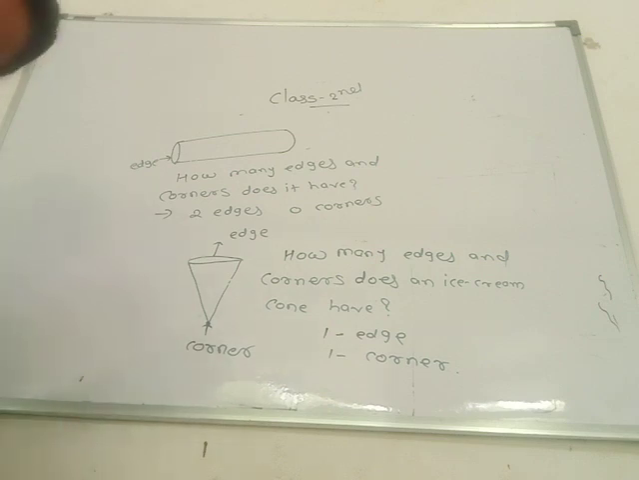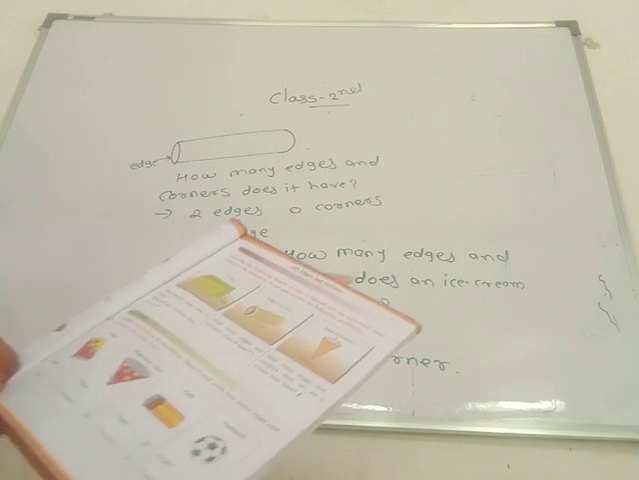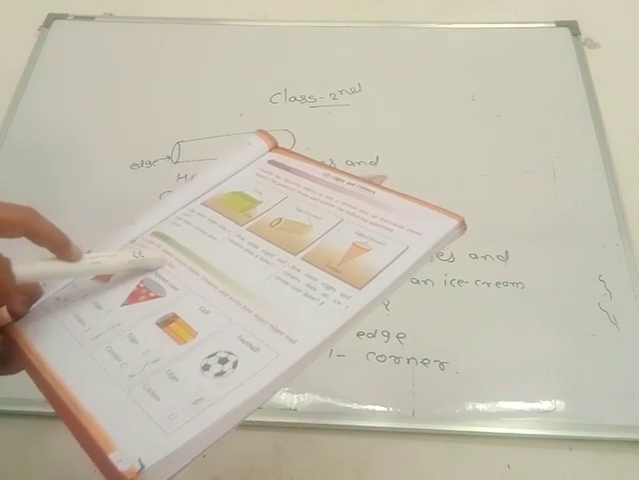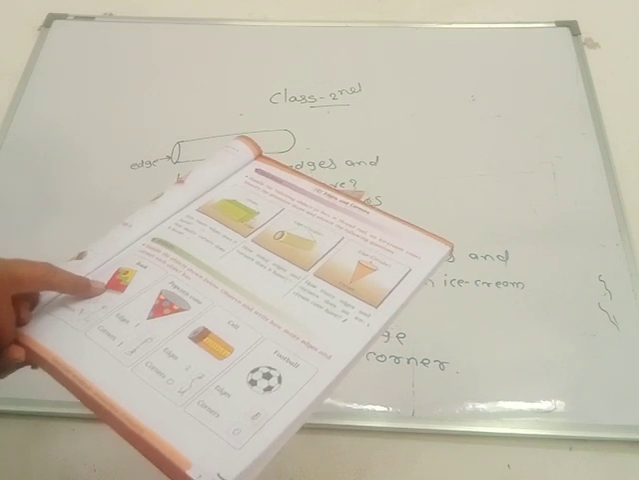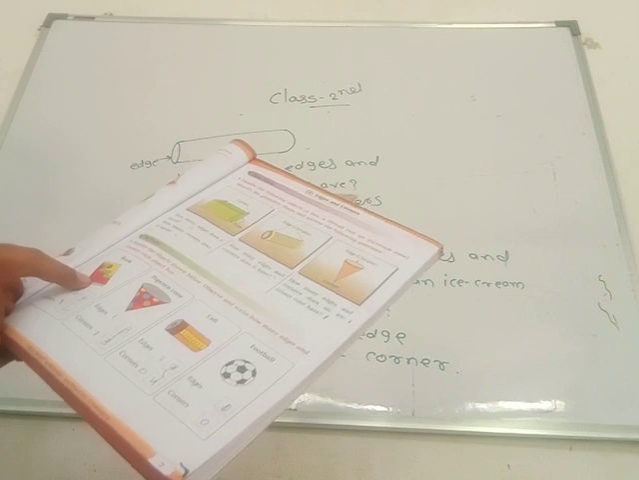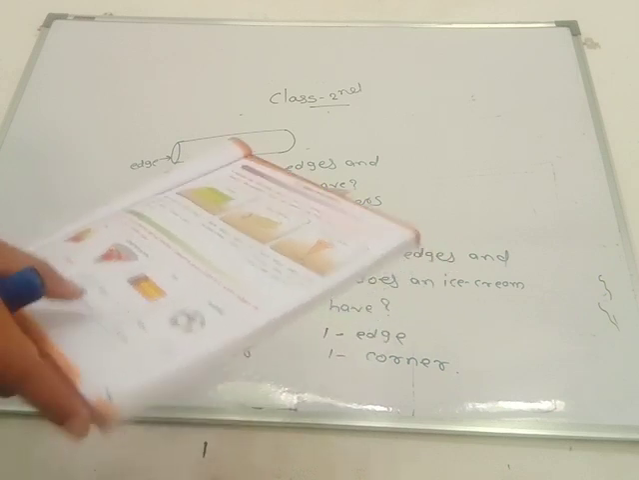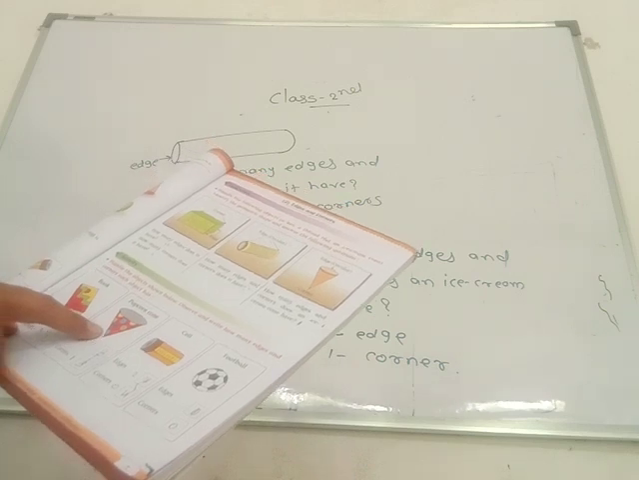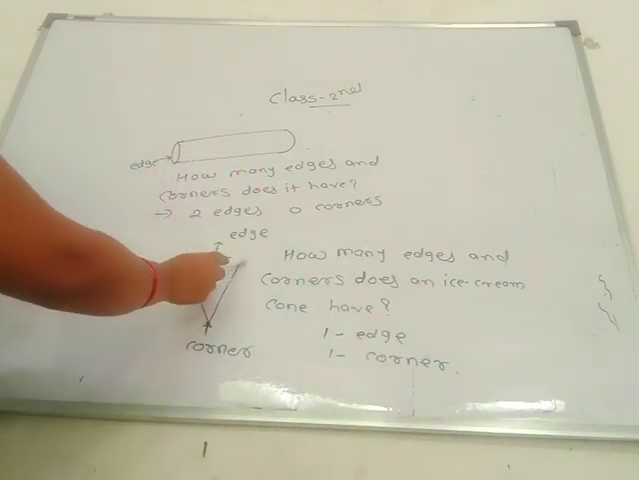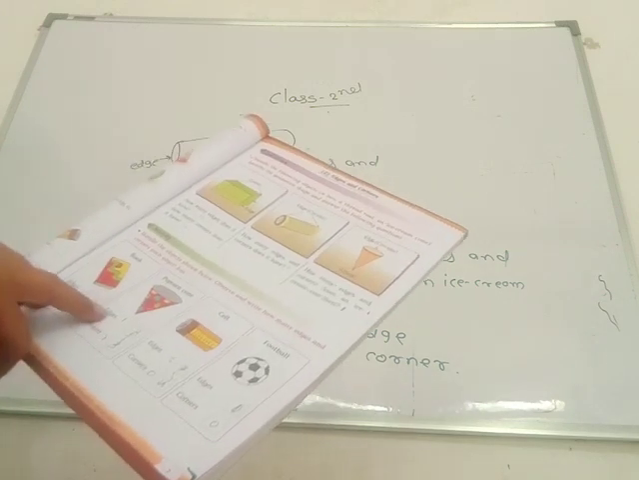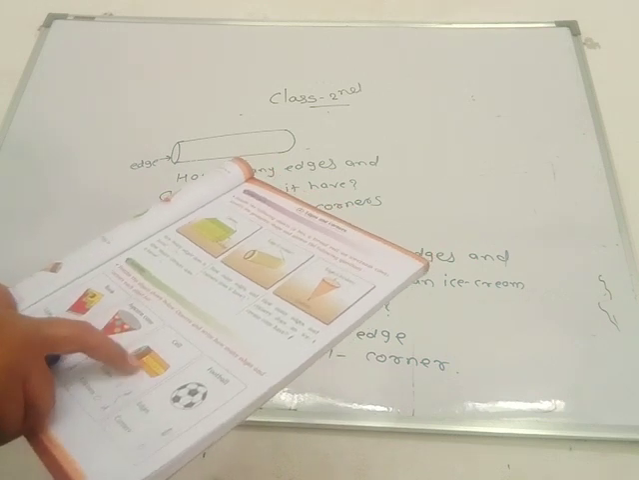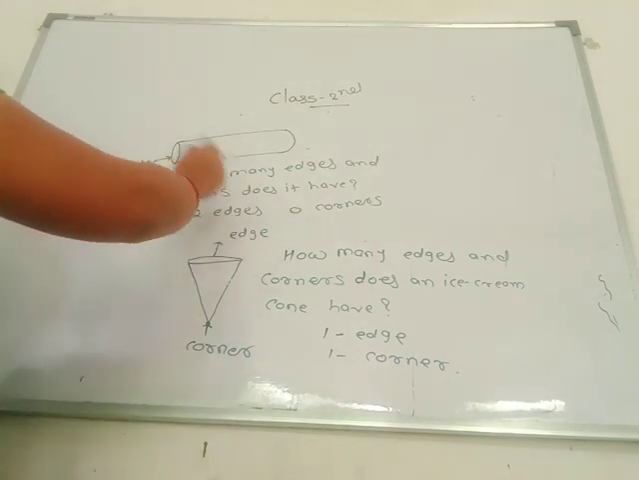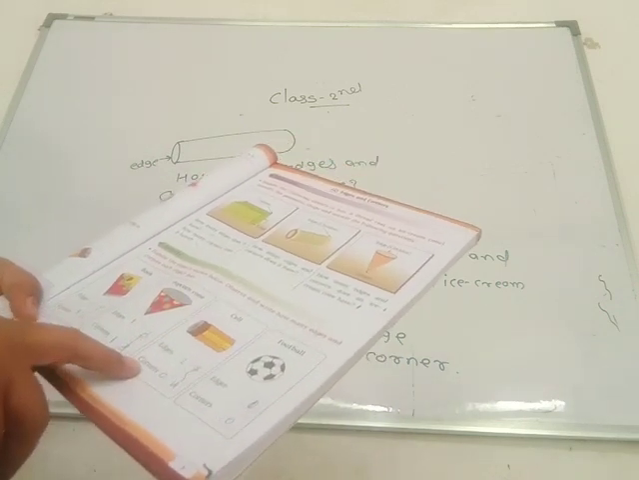Then you see in your textbook page number 3, activities given: handle the objects shown below, observe and write how many edges and corners each object has. First picture, this book is a cuboid type. Here how many edges? 12 edges and 8 corners. Second picture, popcorn cone, like an ice cream cone. Only one edge and one corner. Then you write edges 1, corner 1. Next shape is cylinder type. Here 2 edges and no corners. You write edges 2 and corners 0.